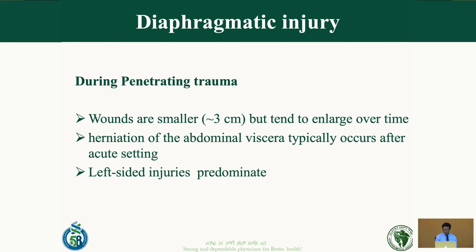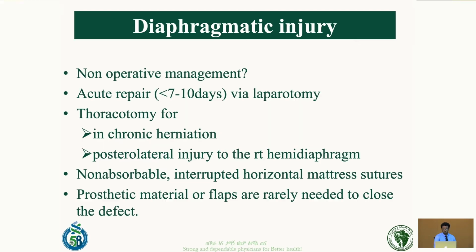So having said this, regarding the general approach to a patient who has sustained penetrating chest injury, it's a good idea to discuss diaphragmatic and esophageal injuries in the chest. Usually in patients who have sustained penetrating injury to the chest, if they sustain diaphragmatic injury, the initial wound is supposed to be very small, but it tends to enlarge over time. And herniation of the abdominal visceral structures is a concerning point here in diaphragmatic injury. Regardless of the mechanism of the injury, the left side injury is the predominant one.